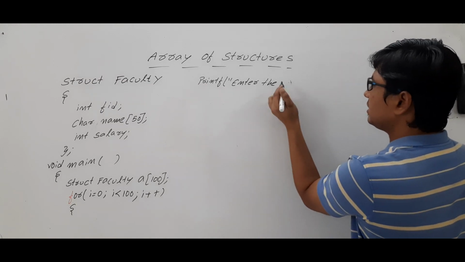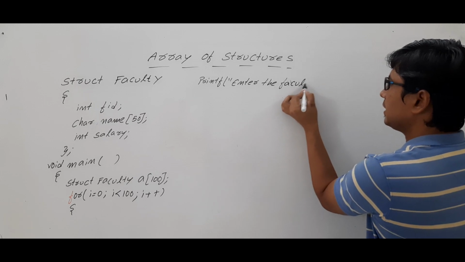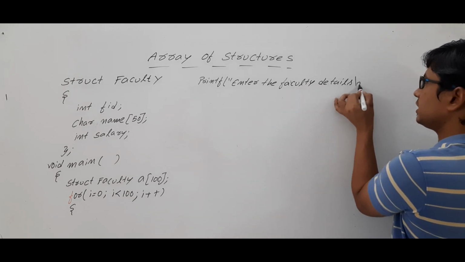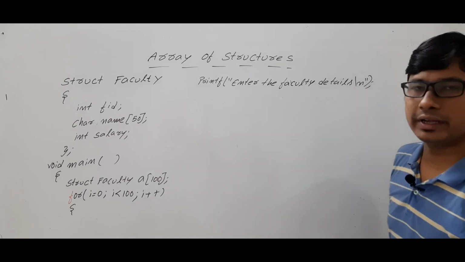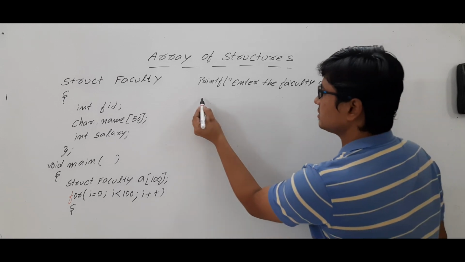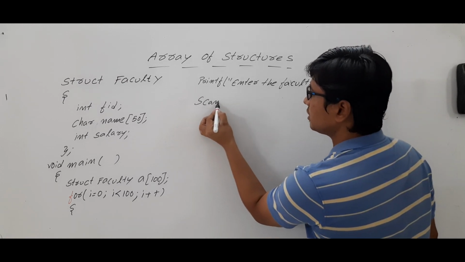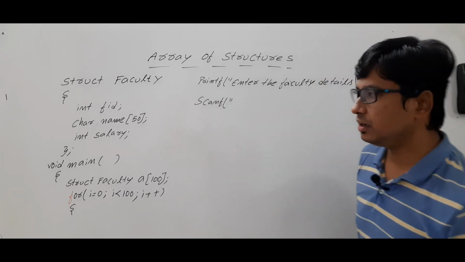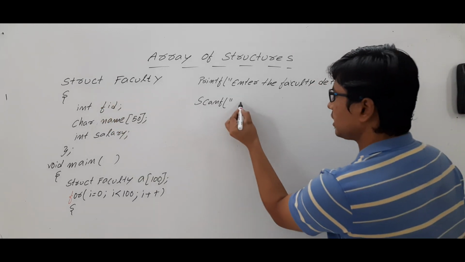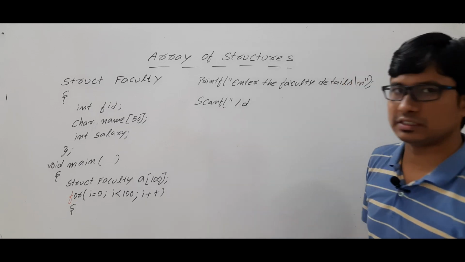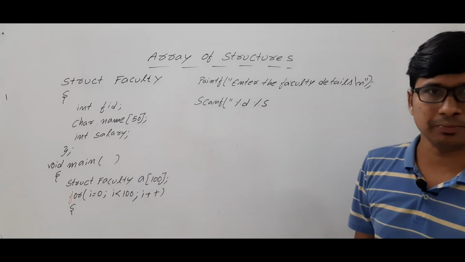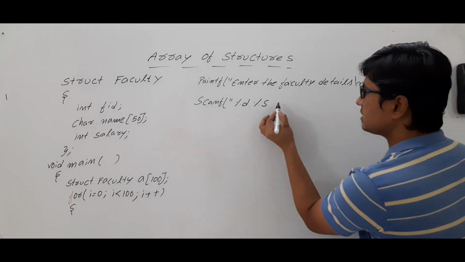Enter the faculty details. Every time it will print the statement, enter the faculty details, because we are keeping it in a loop. Then once the user has entered the faculty details, I need to read them using a function called scanf. As the ID is an integer, I'm using the format specifier %d, and name is a character array, so I'm using the format specifier %s for string, and salary is int.